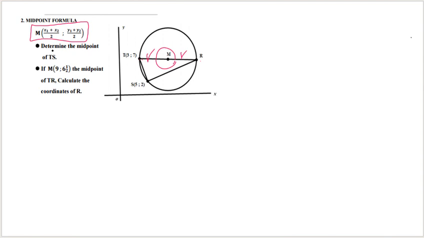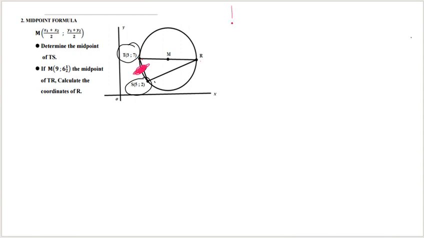So here they say determine the midpoint of TS. Where is TS? Let's erase everything. This is T, this is S. So they want the midpoint of TS. So they are looking for a point somewhere here. Let me pick another color, red. They are looking for a point somewhere there.